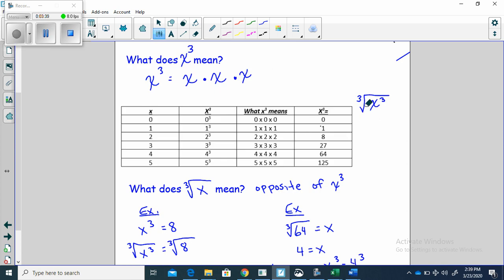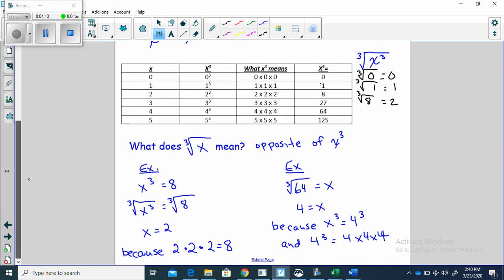And we see right here we've got the opposite of that. So what if I take the cubed root of 0? Well, the cubed root of 0 is 0 because 0 times 0 times 0 is 0. The cubed root of 1 would be 1 because 1 times 1 times 1 is 1. How about the cubed root of 8? The cubed root of 8 would be 2, right? Because 2 times 2 times 2 gives you 8. 2 times itself 3 times would give you 8.